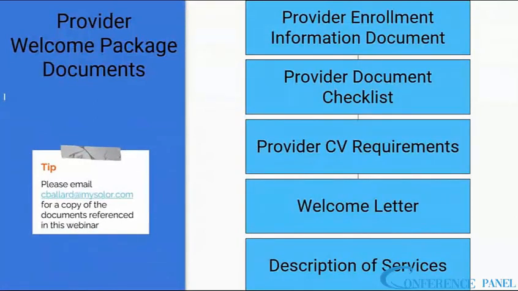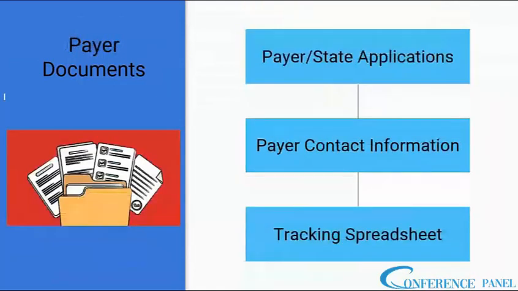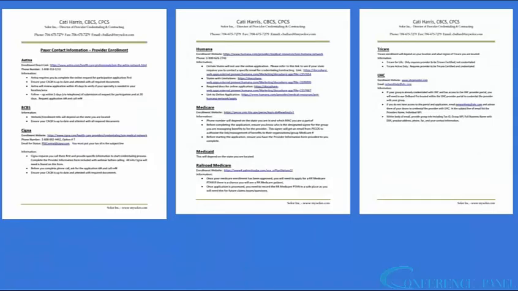You've got the provider enrollment information document, the provider document checklist, provider CV requirements, the welcome letter, and the description of services. And for the payer documents, you're going to have the payer specific or state application, the payer contact information, and then you're going to have a tracking spreadsheet, which of course we'll get into in a little bit. This right here is that document I was talking about earlier that had the major payers on it. The exception to this is Blue Cross Blue Shield, Medicare, and Medicaid.